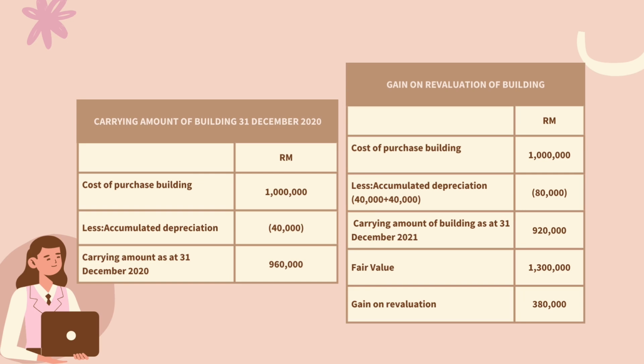Next, because the building is revalued at 31st December 2021, we need to calculate the gain or loss on revaluation of the building. We need to calculate the carrying amount of the building for the year 2021 first. So the cost of the building less accumulated depreciation gives the carrying amount of the building. The accumulated depreciation of 80,000 represents the total depreciation expense recognized on the building since its acquisition. As the revaluation took place at the end of the year 2021, the full year of depreciation was charged. So the building was revalued to its fair value, and the fair value is greater than its carrying amount, so the building will have a gain on revaluation, which is 380,000 ringgit.